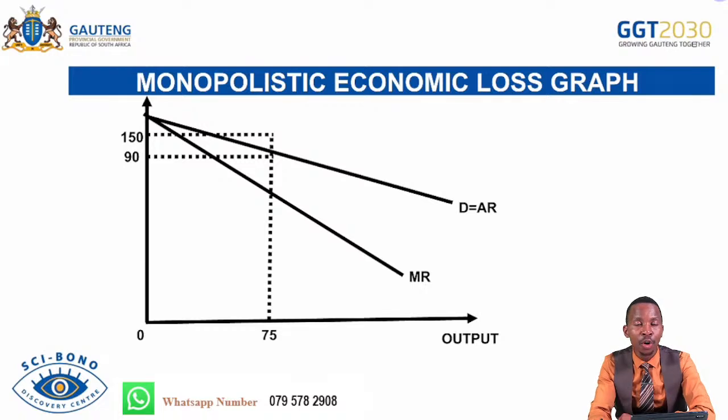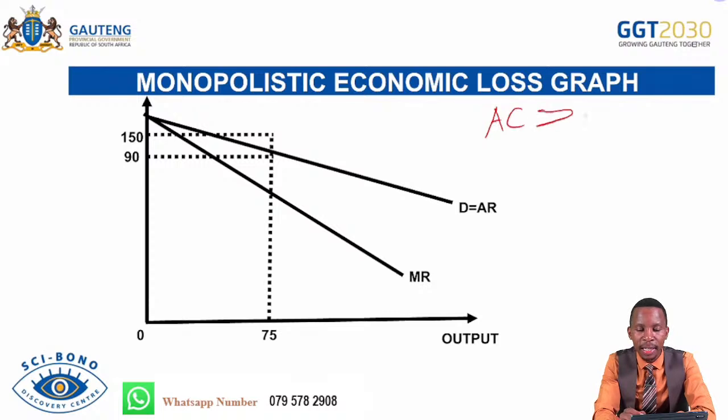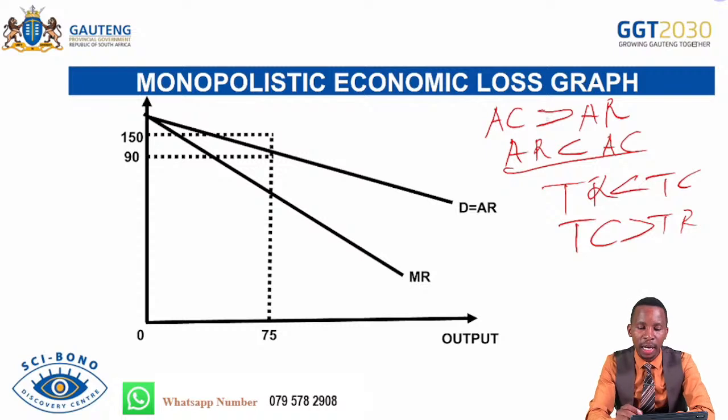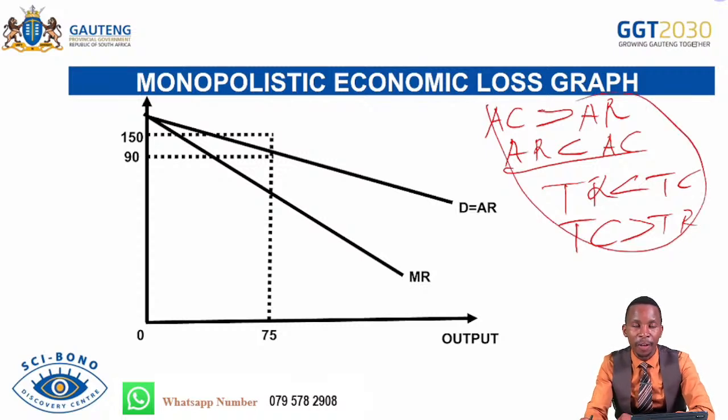Now we are dealing with the economic loss. Remember, economic loss will prevail if AC is greater than AR, or AR is less than AC. It can also be when TR, total revenue, is less than TC, or when TC is more than TR. So these are the conditions for the firm to make economic loss.